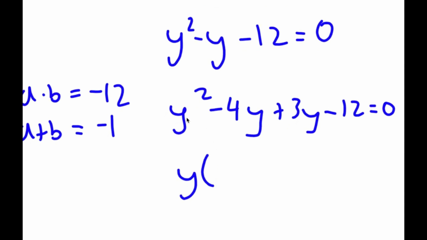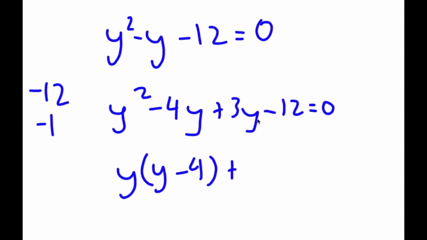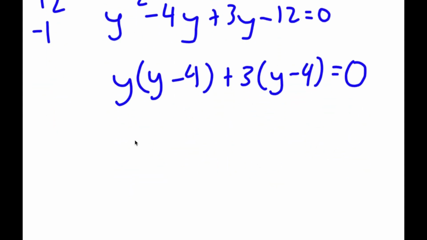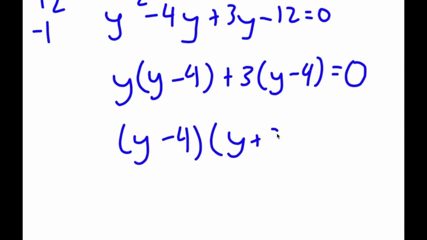Now if I factor out y from y squared minus 4y, I get y times y minus 4, plus the greatest common factor of 3y minus 12 is 3, so I get 3 times y minus 4 is equal to 0. Now I'm going to factor out y minus 4. So I get y minus 4 times y plus 3 is equal to 0.